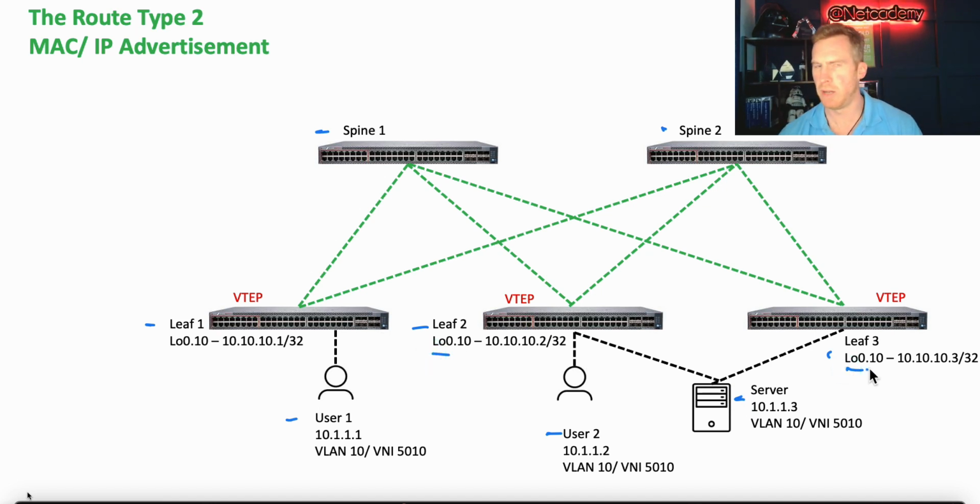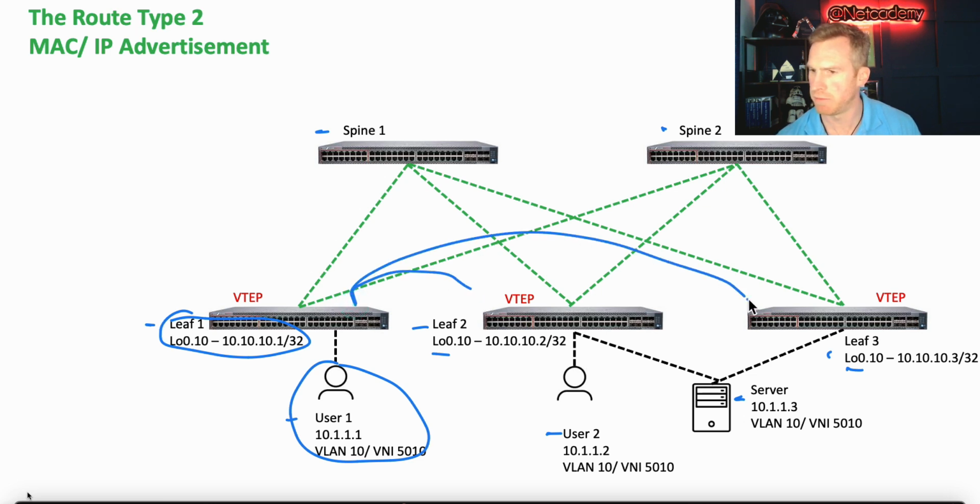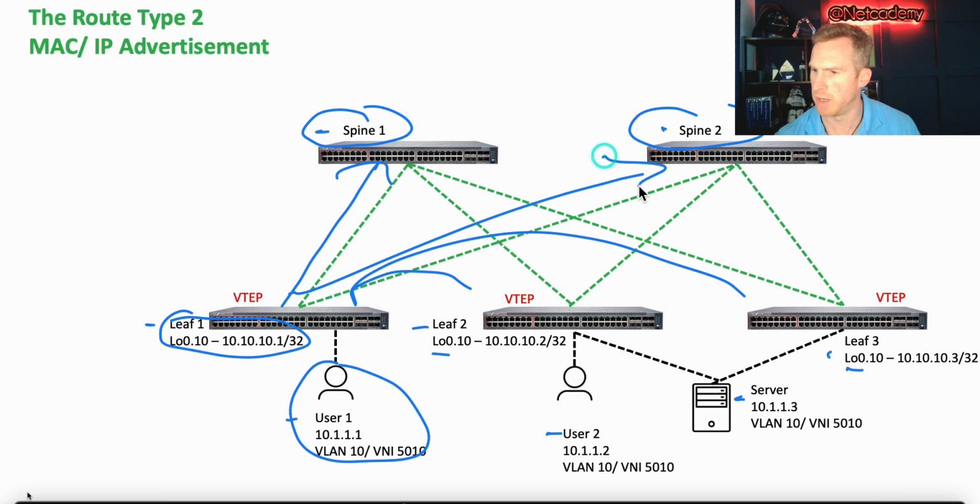Now, in terms of this update on route type 2, we're going to be looking at it from user 1, or really from leaf 1's perspective. When it comes to sending these update messages, this network layer reachability information, the MAC and IP addresses, to either leaf 2 or across to leaf 3, we can obviously do so via spine 1 or spine 2, because leaf 1 has a connection to both spine 1 and spine 2.